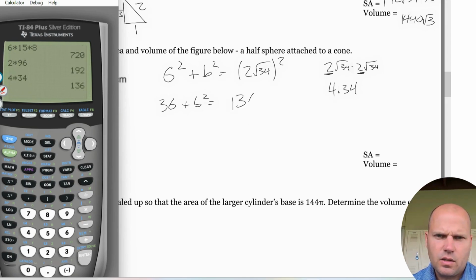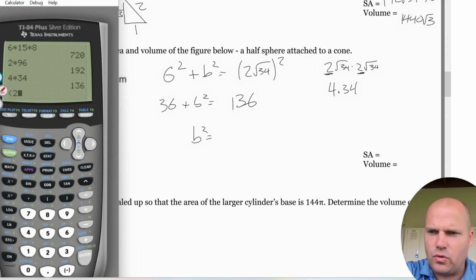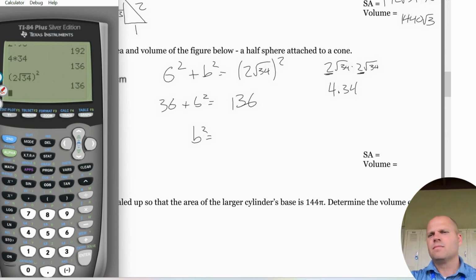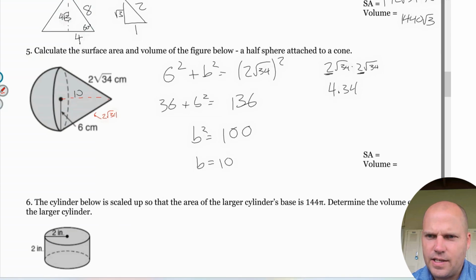136. Aha, it is. Now, how did I get that? You could have also done, if you have a calculator, 2 square root 34 squared, just to maybe double check until you gain confidence in something like this. So whatever. I subtract 36, I get b squared is 100, I get b is 10. All right, great. But that's the height. The height is 10.